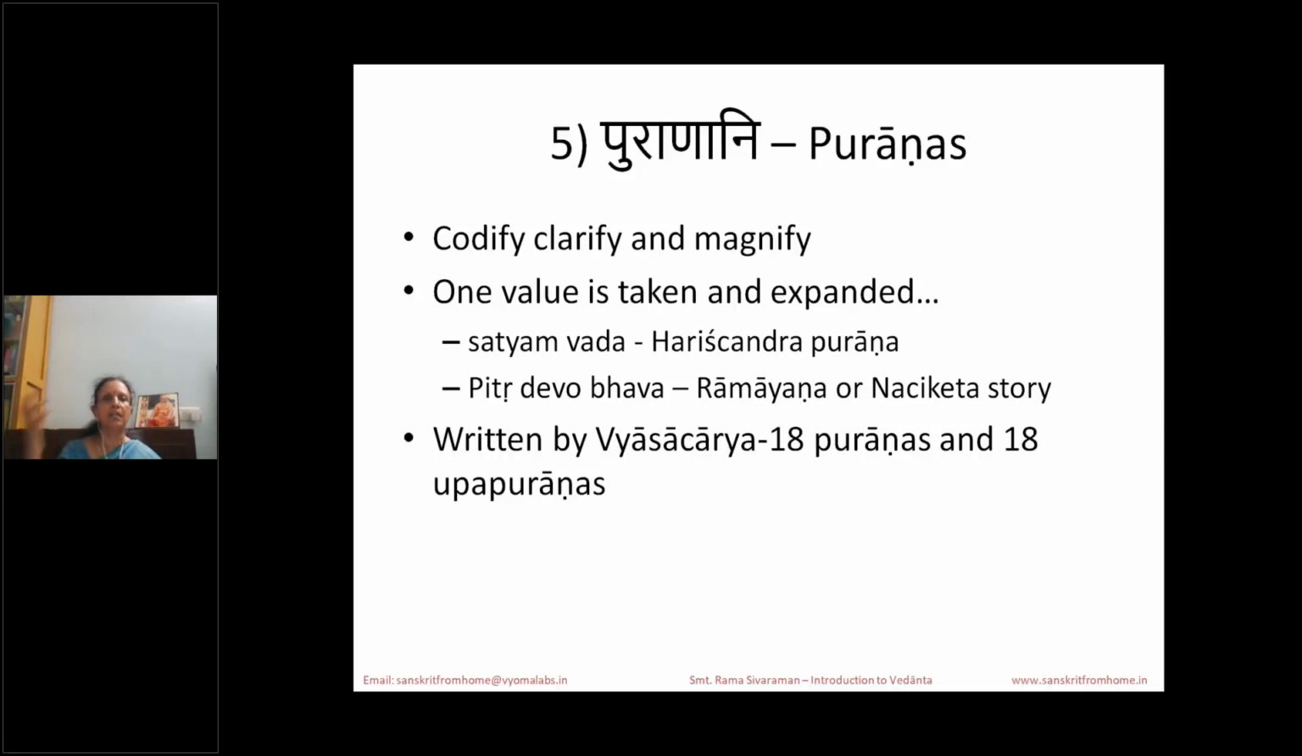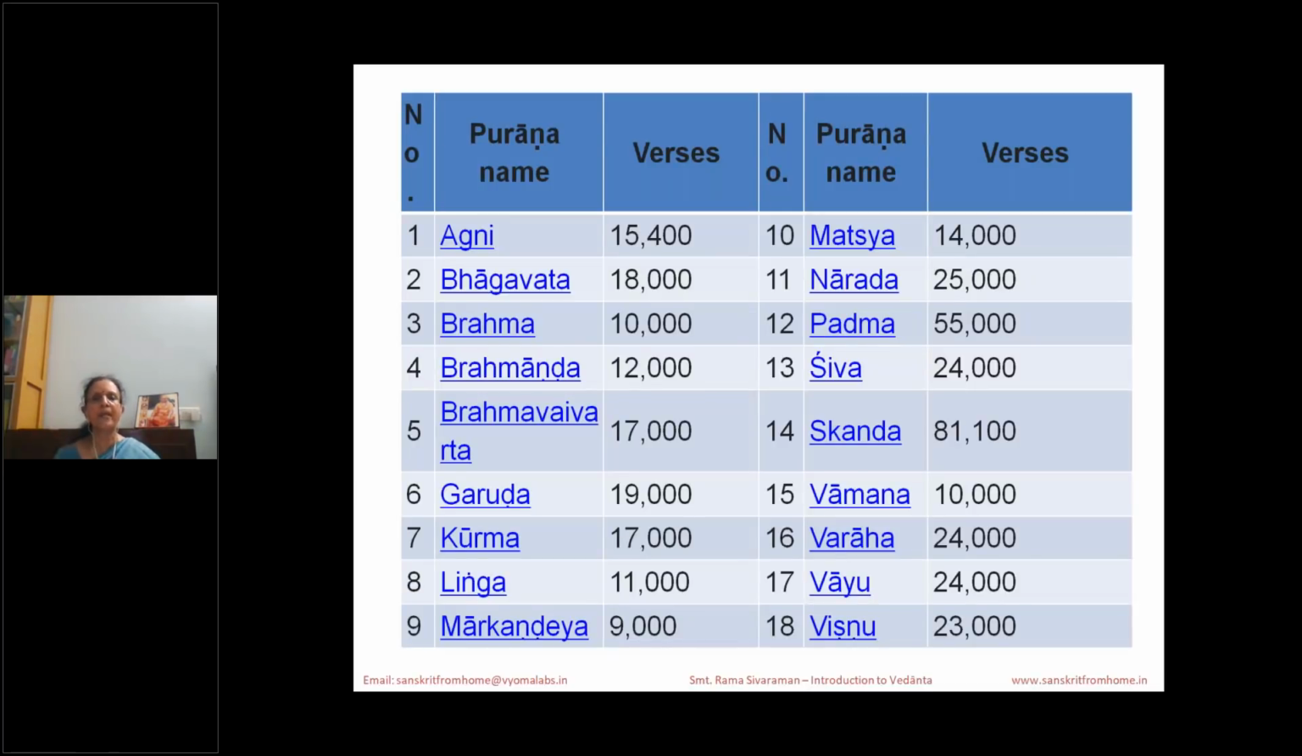So if you take Satyam Vada, it is just one value which has been expanded so much in the Harishchandra Purana, right? Then if you take Pitru Devo Bhava, you will see that it is expanded in Nachiketa's story, and you can also see the Shravan Kumar story. So if you see the Puranas, we have 18 Puranas and 18 Upa Puranas, and each one of them will have multiple values which are propagated in a kind of story form. There is some overlap between Itihasa and Purana, but Puranas also have a lot of pujas, parayanams, etc.